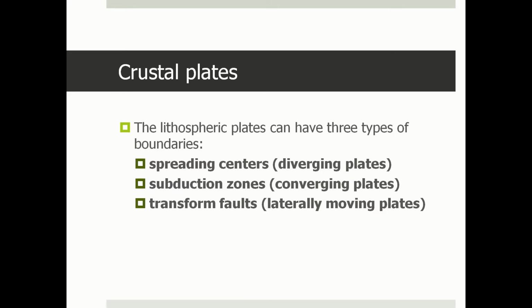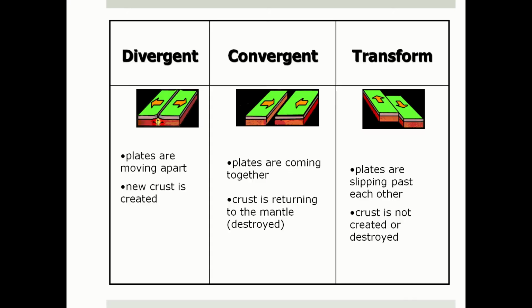There are three types of plate boundaries. We have spreading centers, subduction zones, and transform faults. The first are spreading centers, or diverging plates. These are plates that are moving apart from each other where new crust is created.